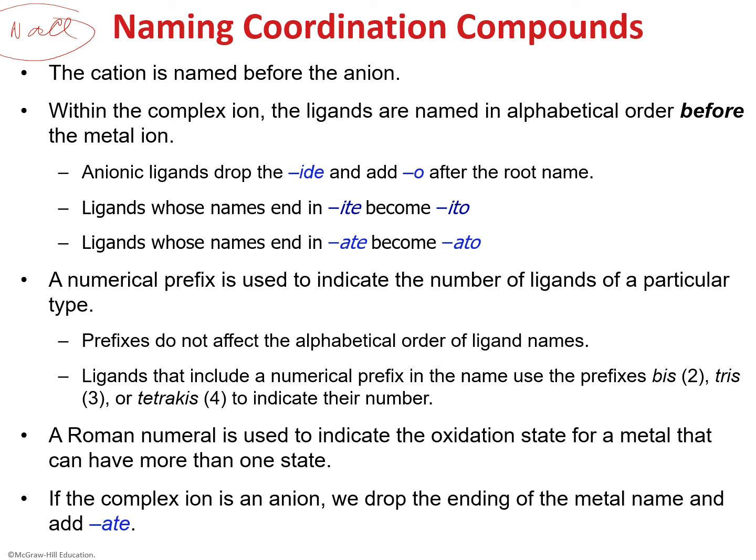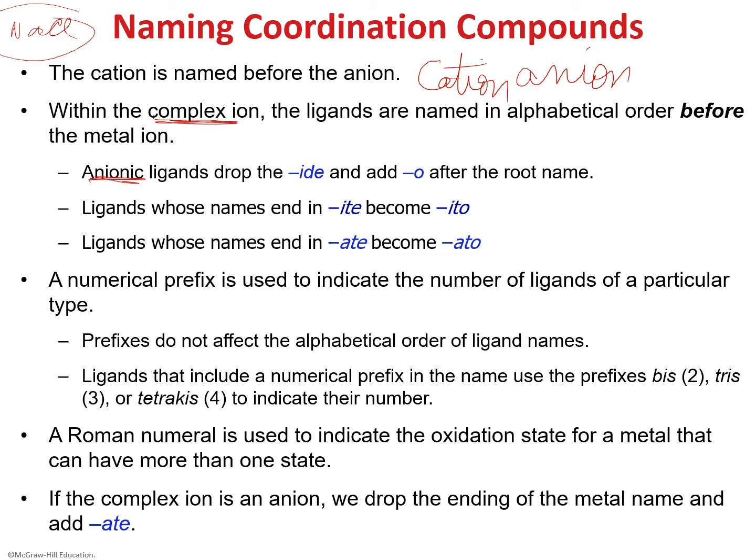Within the complex ion, ligands are named in alphabetical order before the metal. So you first put the cation. So the first rule is always put the cation name followed by the anion name. Now you name each of them separately, okay? One of them is going to be a complex ion. How do you name the complex ion? The ligands are named in alphabetical order before the metal. So the metal comes last. Ligands are named first.